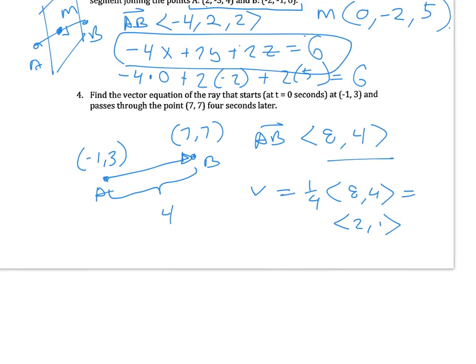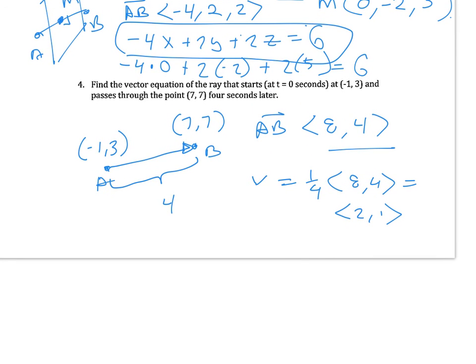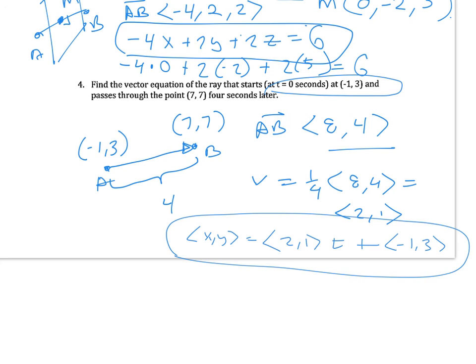So we can write a vector equation: (x, y) equals, we'll put in our velocity, (2, 1) times t, plus the position at t equals 0, which is (-1, 3). And that's our final vector equation. What that means is, if we substituted 4 in for t and evaluated this, we'd find ourselves at the position (7, 7).